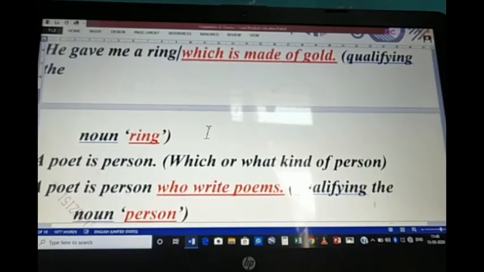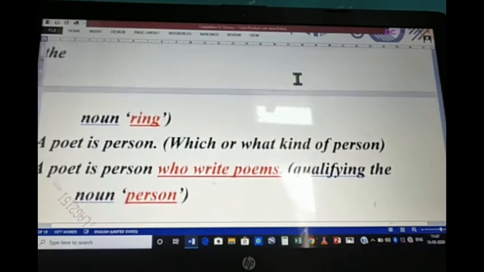So any word which qualifies, which describes a noun is an adjective. Any phrase which qualifies or does the same work, does the action of an adjective, is an adjective phrase. But if it is a clause describing a word, it will be an adjective clause.